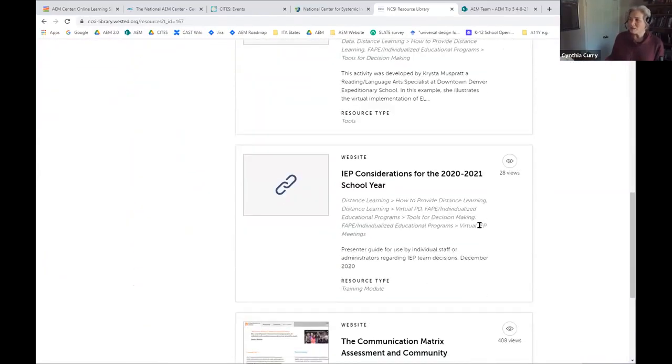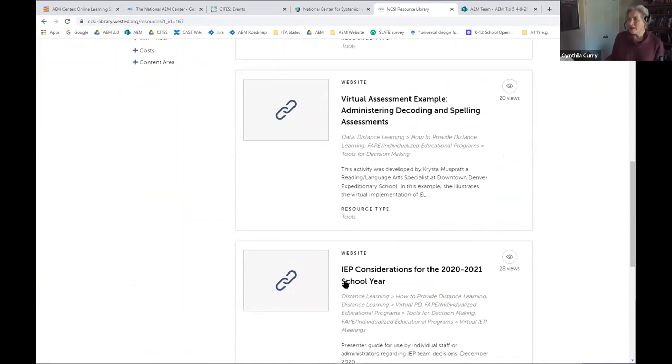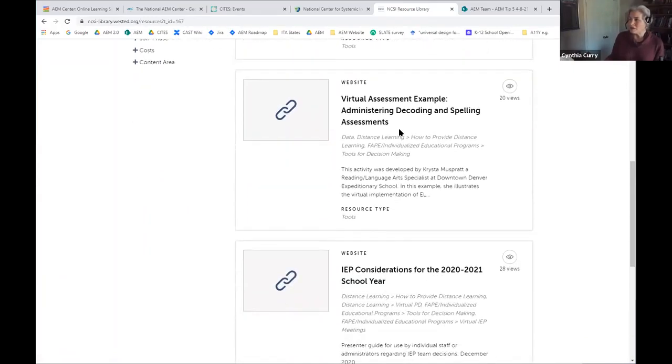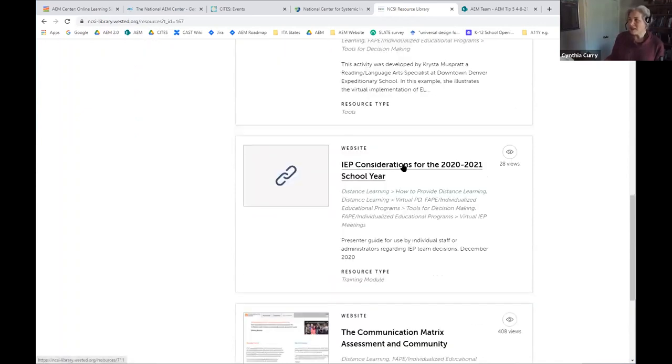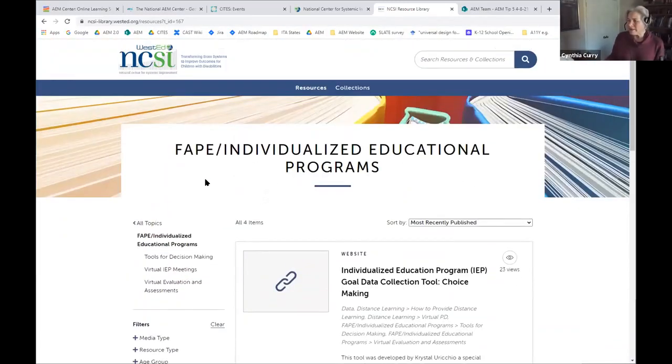So I pull that out because you can see that there are a number of different ways that NCSI provides resources related to IEPs. So here's an IEP goal data collection tool in choice making. There's a virtual assessment example for administering decoding and spelling assessments, and IEP considerations for the current school year.